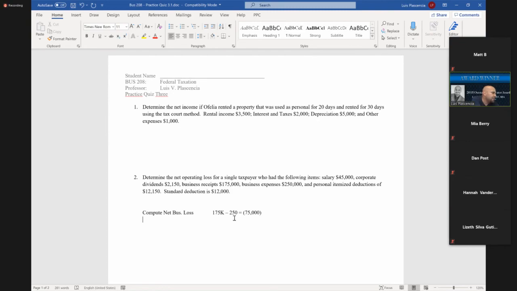Hannah, what's the next step? The next step would be to compute AGI. Okay, so we need salary, right? Salary, that's income. Salary, that's 45. And then the corporate dividends. How much is that? 2150. Okay. And that's it, right? That's for gross income.